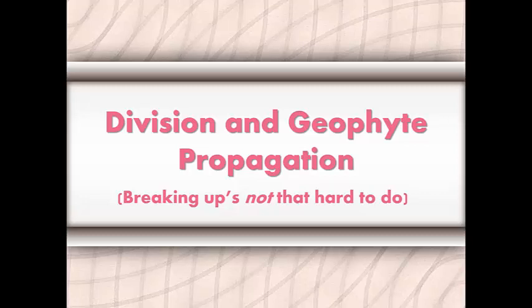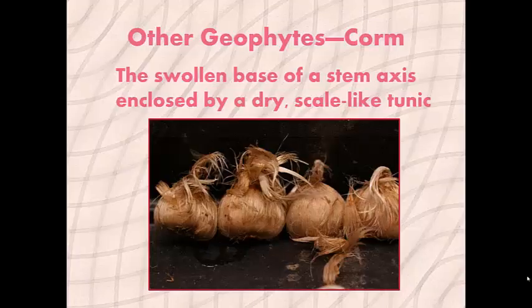Okay, so we've thoroughly covered bulb propagation, but how do we propagate all those other types of geophytes I listed? Well, first let's talk about corms. Corms are just the swollen base of a stem axis enclosed by a dry, scale-like tunic.